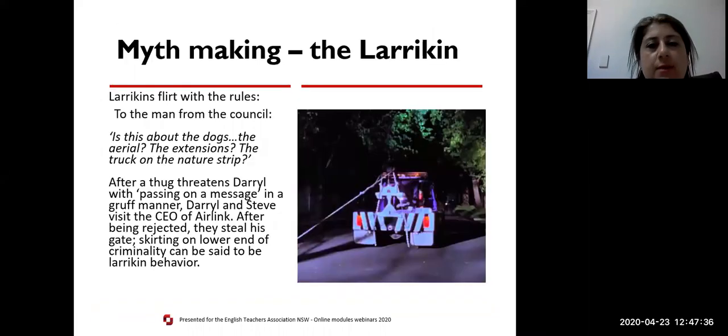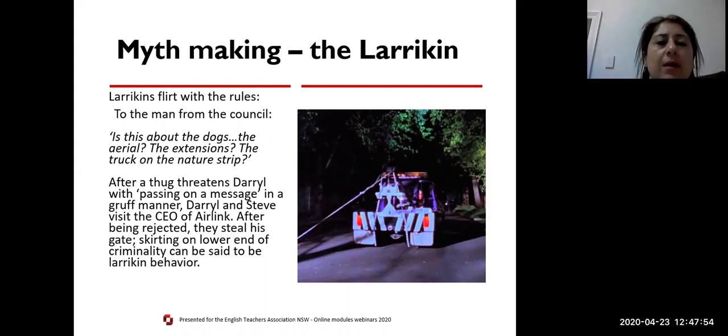The other myth-making identity that we start to see come through is the idea of the larrikin, who is often associated with, again, the Aussie male, but the person has to be kind of mischievous, but not in an overly criminal way. They can't have done anything so graphic. It's cheekiness bordering on criminality.